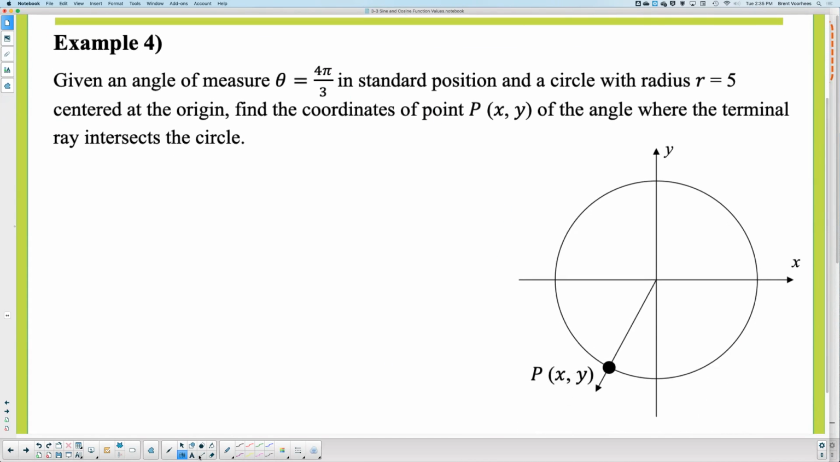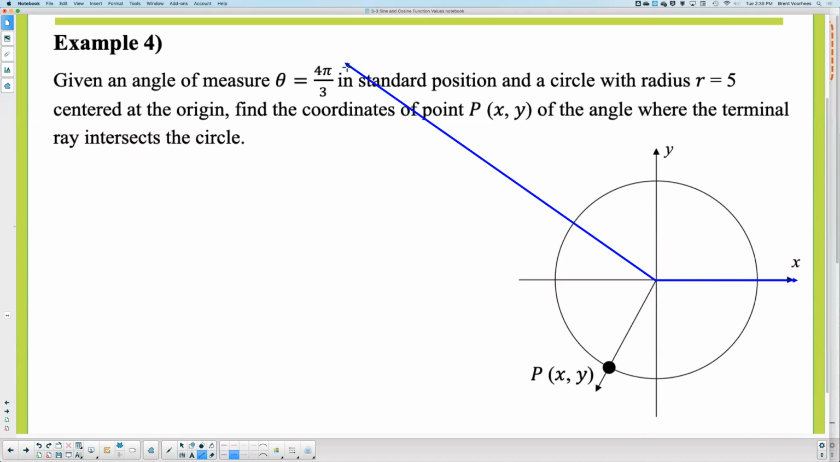Now, one more time, I don't want you to forget, what does standard position mean? It means an angle that originates at the positive x-axis. Let me do this over here. An angle that originates at the positive x-axis. So this angle began there, and it traveled.